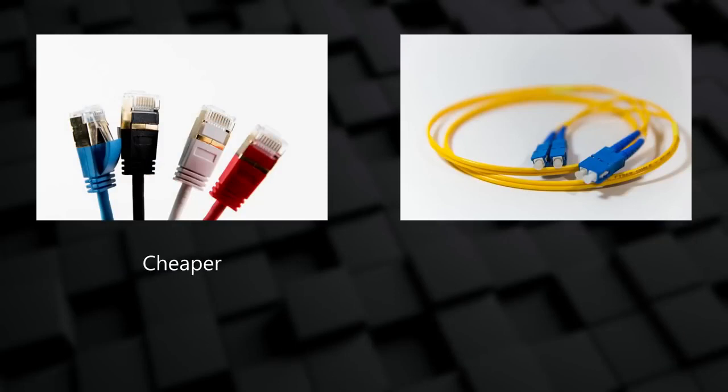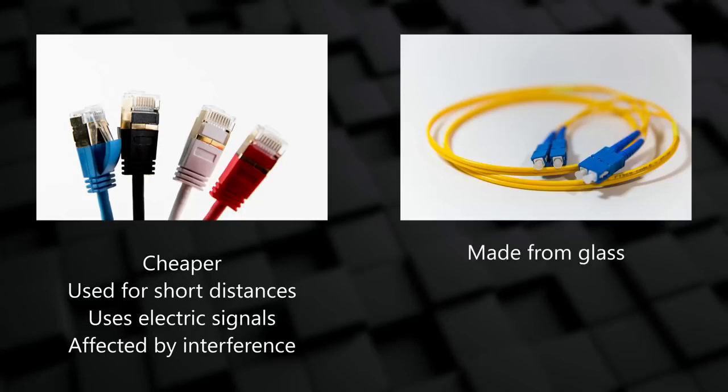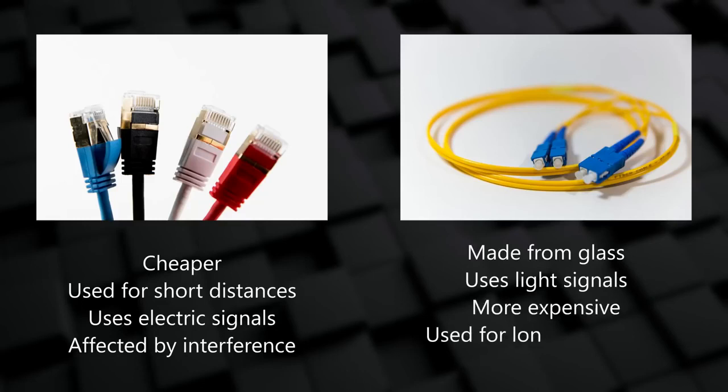Cables can be copper or fiber. Copper cables are usually cheaper and are very common for short distances. Data is sent over copper cables using electrical signals. This means that they can be affected by outside interference. I'll explain why this happens a bit later. Fiber cables are made of strands of glass. Data is sent through the fiber in the form of light. Fiber is more expensive, but is really good over longer distances. Also, it is not affected by outside interference.